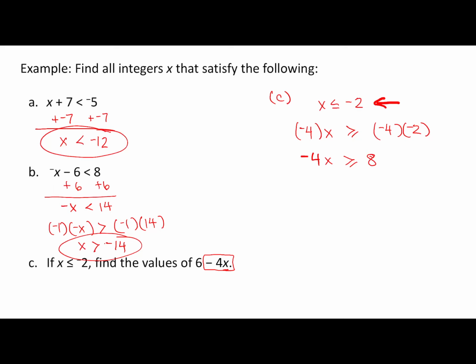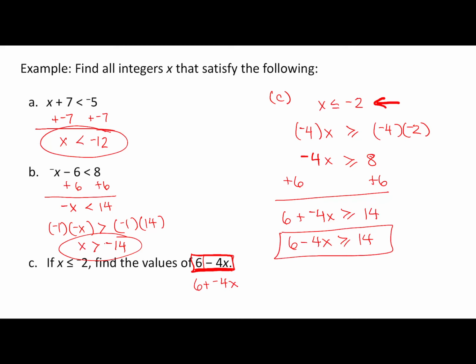And now if I work my way out, this is 6 minus 4x, which is the same as 6 plus negative 4x, right? So I'm going to add 6 to both sides of this inequality. So I get 6 plus negative 4x is greater than or equal to 14. And 6 plus negative 4x is the same as 6 minus 4x. So 6 minus 4x must be greater than or equal to 14.